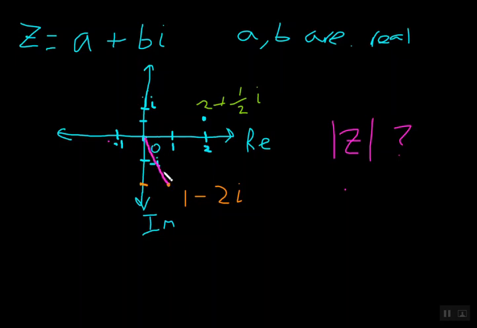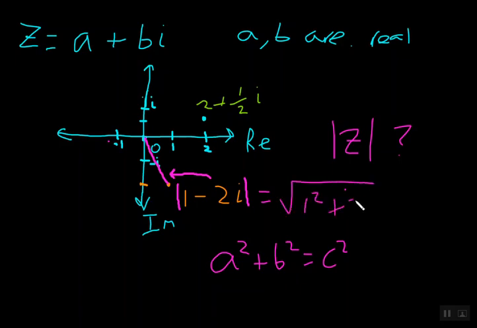Well, the absolute value of z, the absolute value of 1 minus 2i, is going to be the length of this line. Well, what is the length? We know from the Pythagorean theorem, hopefully you remember it, a squared plus b squared equals c squared. And here, what's the length of this line? This is a right triangle with side lengths of 1 and 2. This is going to be the square root of 1 squared plus 2 squared. So this would be the square root of 5.